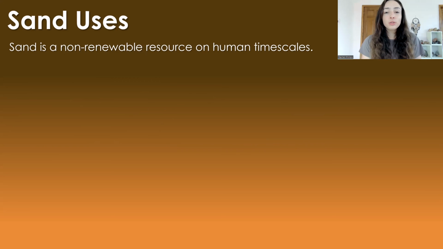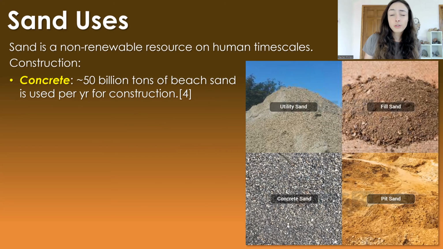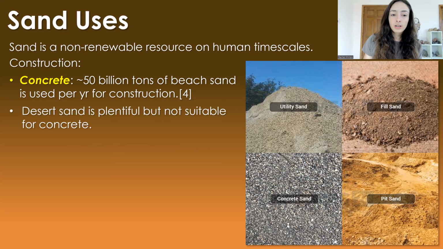Lastly, I want to talk about the uses of sand because, as I mentioned earlier, sand is a non-renewable resource on human timescales. It renews itself on geologic timescales, but on our timescale on Earth, it's a non-renewable resource, and we use it for many things, including construction. For concrete, for example, 50 billion tons of beach sand is used per year for construction. Desert sand, on the other hand, is plentiful but not suitable for concrete, so we use beach sand for that.